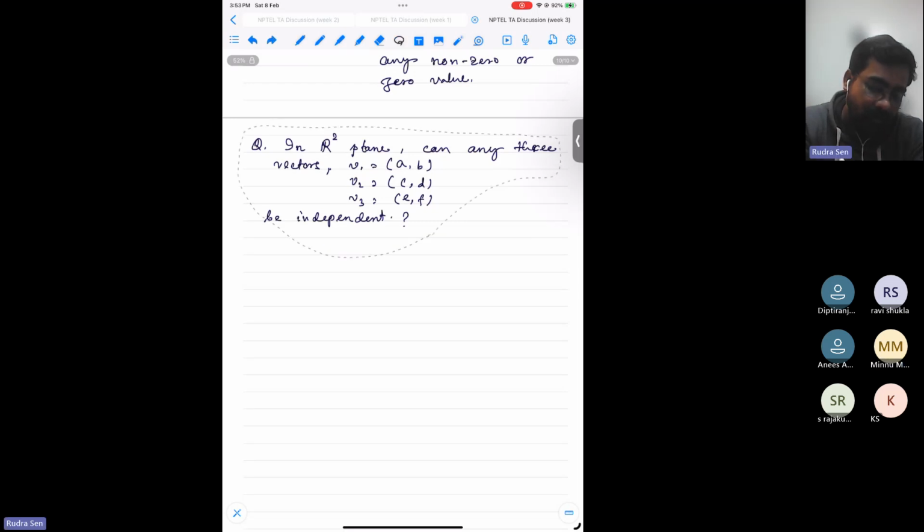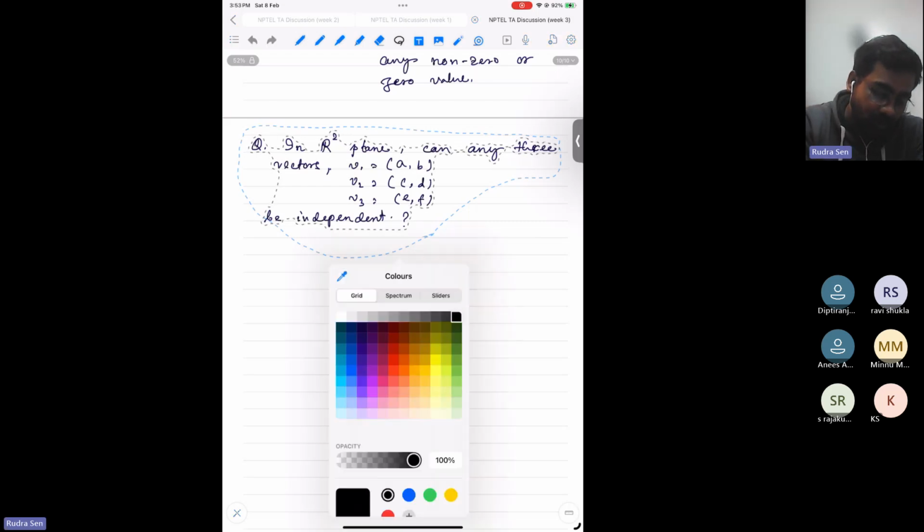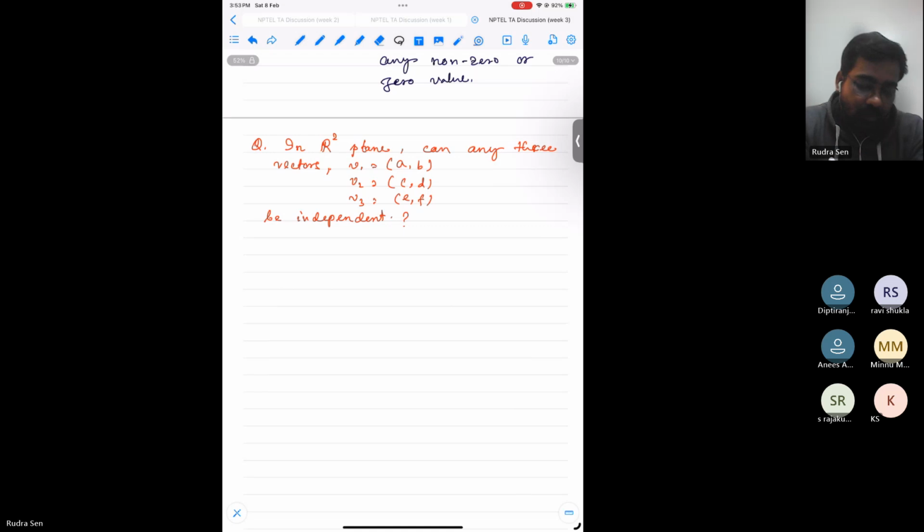I'm just asking a question. Is it possible that in R2 plane, R2 plane means only X and Y axis, there is no Z axis. So in R2 plane, if we choose any three vectors from this R2 plane, and we say that these three vectors are linearly independent with each other, is my statement correct or wrong?